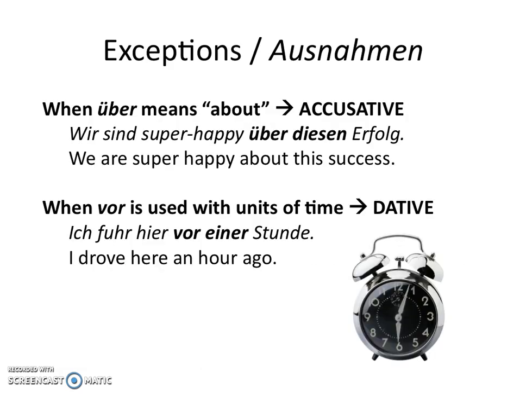Now let's look at some exceptions to the rules. When the preposition über means about, it always takes the accusative case. For example, wir sind super happy über diesen Erfolg, or we are super happy about this success. And with units of time, vor takes the dative case. Ich fuhr hier vor einer Stunde, or I drove here an hour ago.